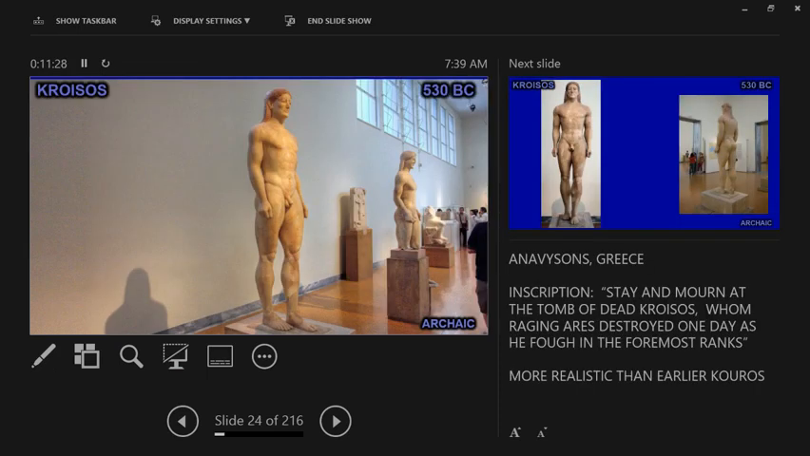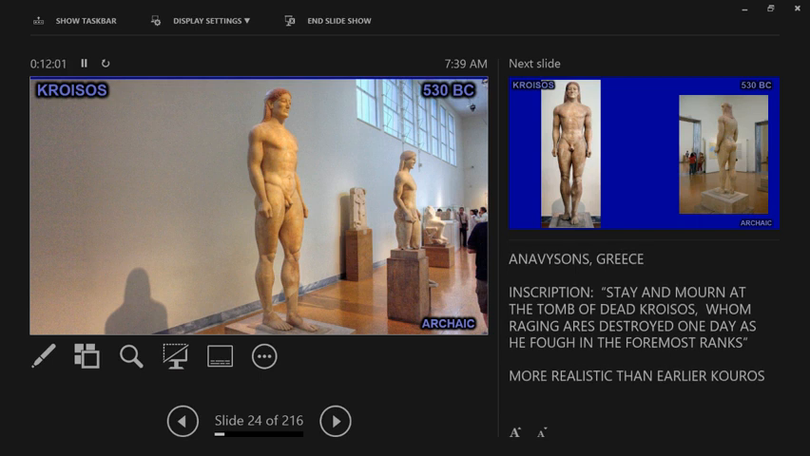Now, this one right here, KOUROS, has an inscription that says, "Stay and mourn at the tomb of dead KOUROS, whom raging Ares destroyed one day as he fought in the foremost ranks." So that's one of the reasons why art historians know that these are funerary sculptures, because the inscriptions on them refer to the person that they are for and how they have passed on.